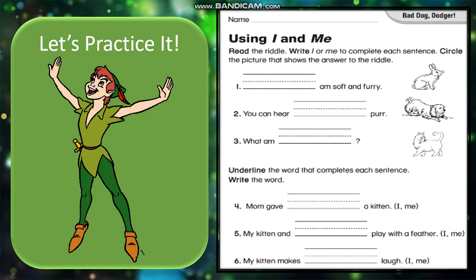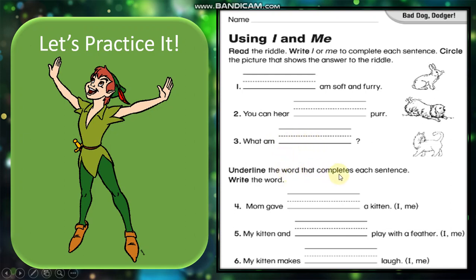Good. Let's go to number 1. Dash am soft and furry. So what am I going to use here? Am I going to say I am soft and furry or me am soft and furry? Which one is the correct answer? You can hear dash purr. Can I say you can hear I purr, or should I say you can hear me purr? What am I or what am me?